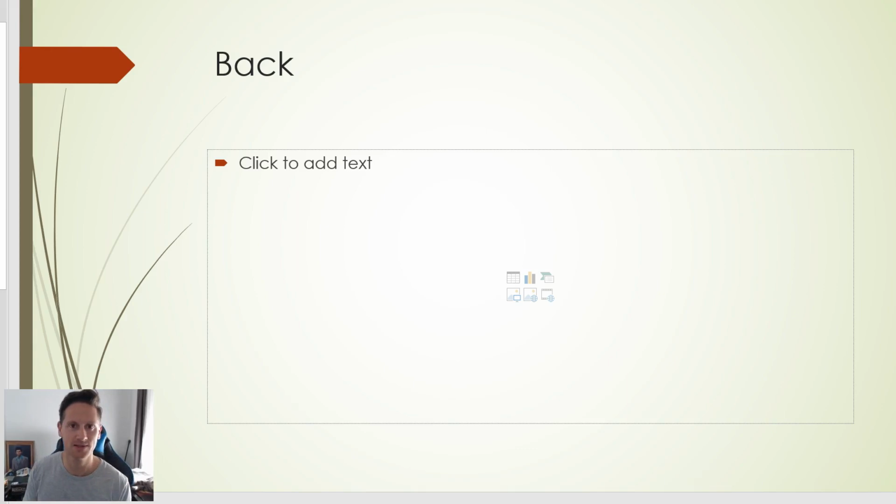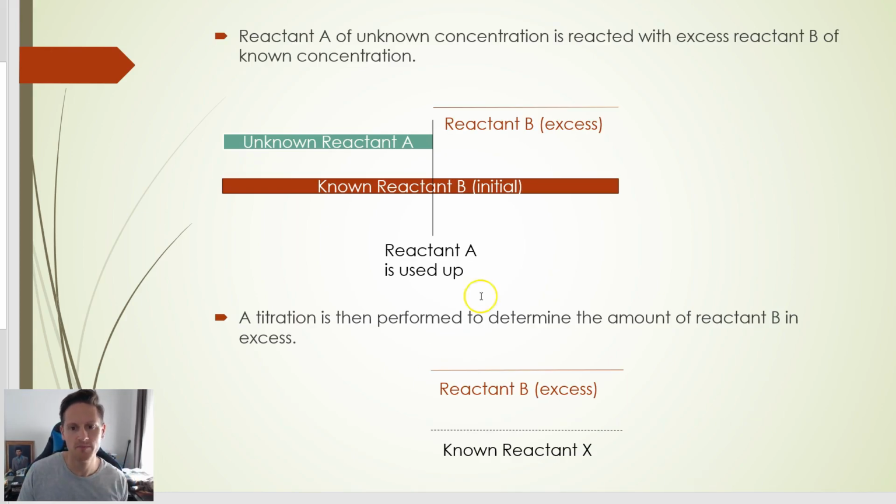Okay, next we have the back titrations. With the back titration, a little bit different. So reactant A of unknown concentration, signified by this green bar here, is reacted with excess reactant B of known concentration. Again, this is really important. We know the concentration of reactant B and we're using excess, so more amount than the unknown reactant A.